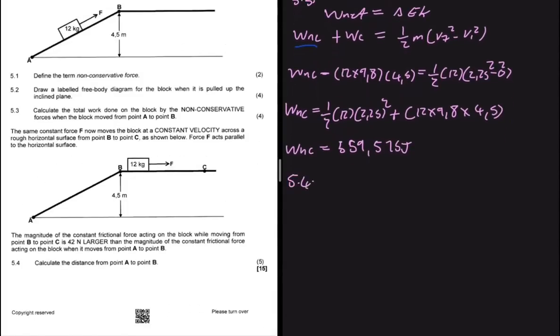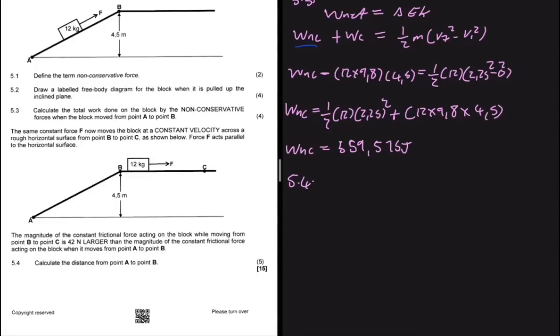5.4 is saying that the same constant force F now moves the block at a constant velocity. With constant velocity, we know the net work is going to be equal to 0, because the change in kinetic energy is going to be 0 across a rough horizontal surface from point B to point C. So we have friction also, force Fx parallel to the horizontal surface, and force F is still intact.